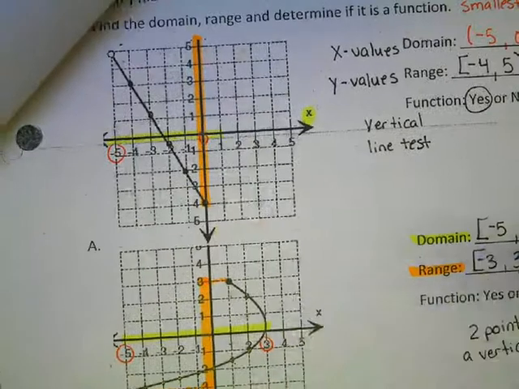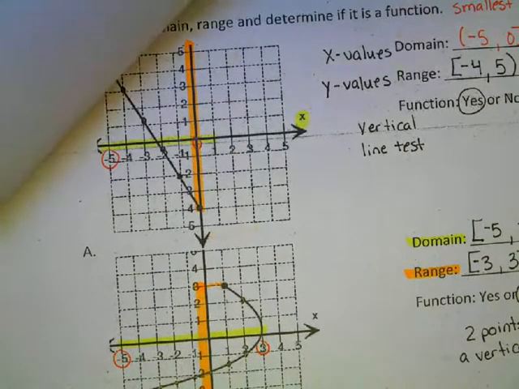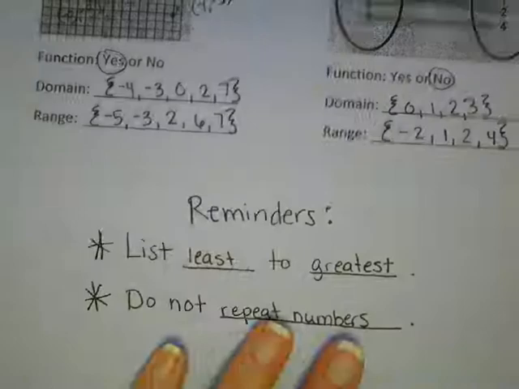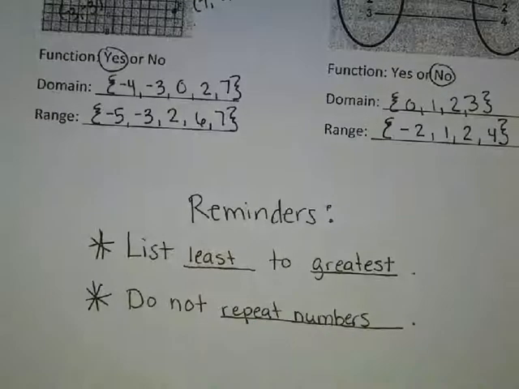That is everything with domain and range. Remember to list them if you have to list them out, least to greatest. And we don't put repeating numbers if there's anything repeats in your domain and range.